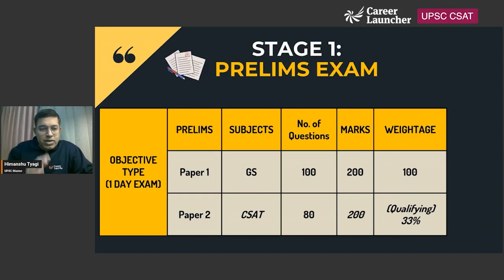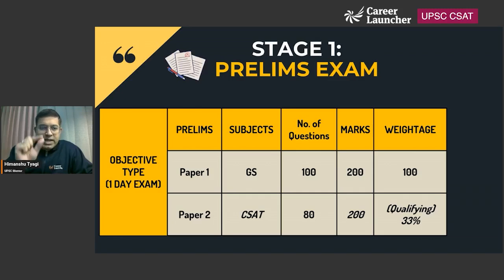So the first paper, general studies, comprises of history, geography, polity, economy, current affairs. ये सब कुछ उसमें आता है. यहाँ 100 questions होते हैं and 200 marks का paper होता है. So that means every question comprises of 2 marks and you will get 2 hours to solve this paper. The second paper, CSAT, there are 80 questions and again the total marks are 200. That means every question is of 2.5 marks. Again, there are 2 hours allotted to this paper also.